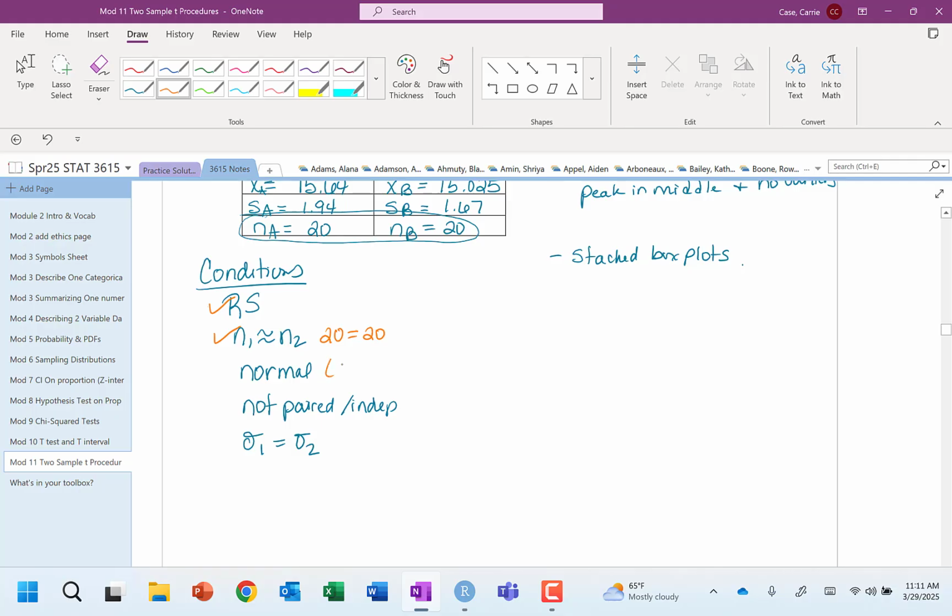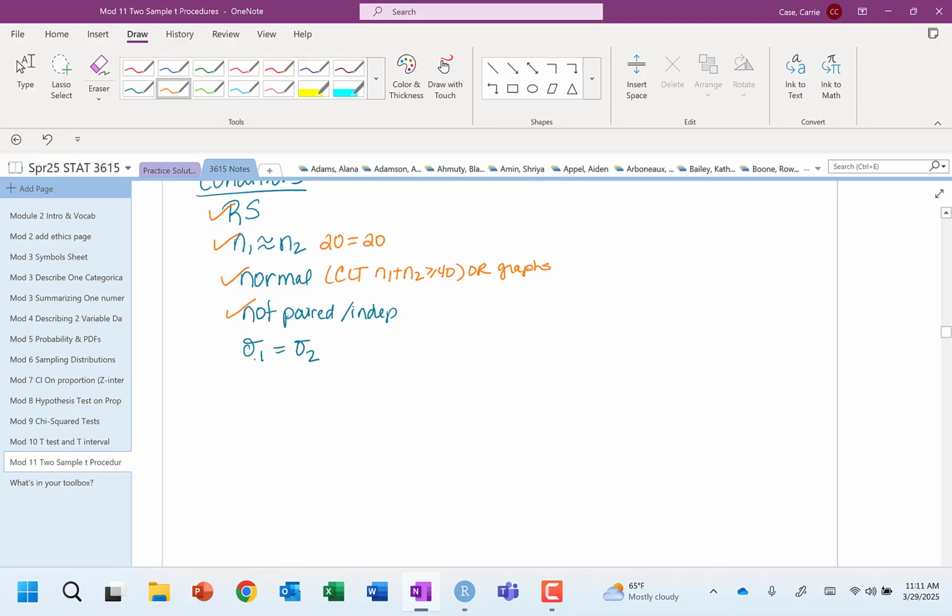Normality is also met by the central limit theorem because n1 plus n2 is greater than or equal to 40. Or you could use the graphs. Both of these are good enough for normal. So that condition is met. We do not have paired data. We just have 20 of each battery, but they're not paired together in any way.